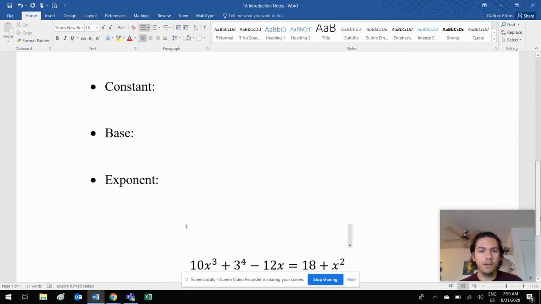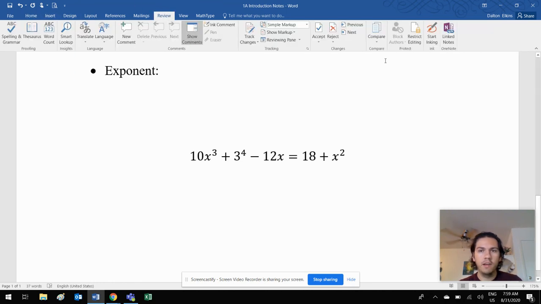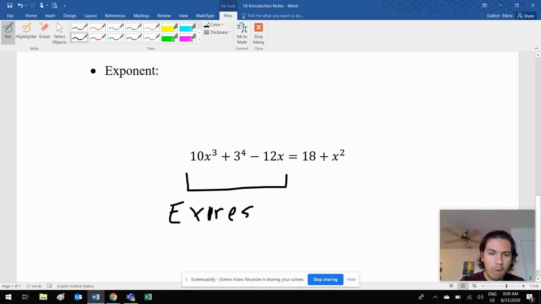At the very bottom of this page here, I have kind of an example of something that you would see in a math class. And there are two expressions here. There is this thing on the left. Oops, let me erase that. That thing, the 10x cubed plus 3 to the power 4 minus 12x. This is an expression. And then so is this, 18 plus x squared. So both of these are expressions.